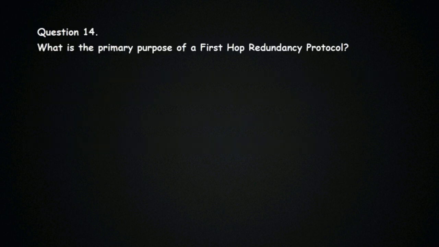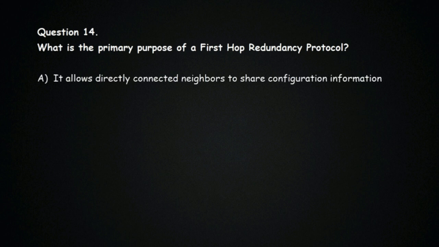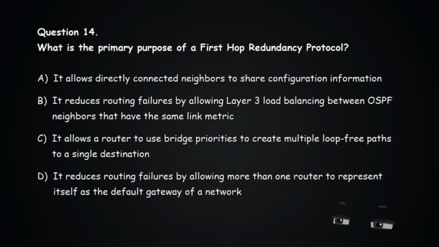Question 14. What is the primary purpose of a first hop redundancy protocol? Options. Correct answer is D. It reduces routing failures by allowing more than one router to represent itself as the default gateway of network.